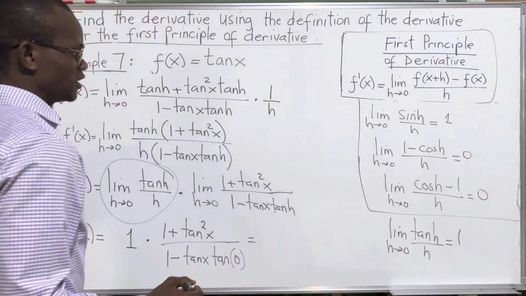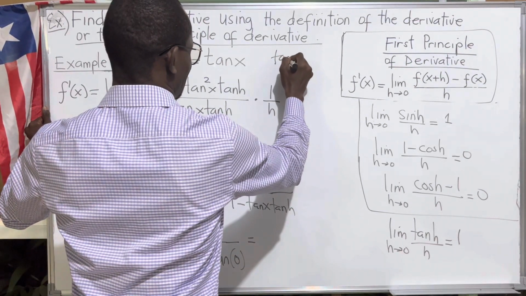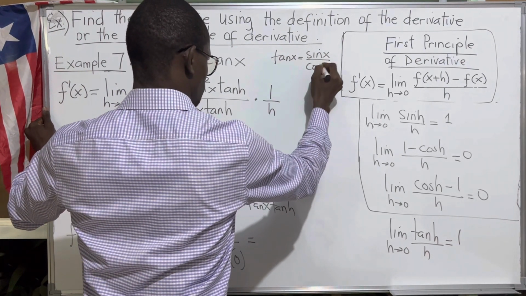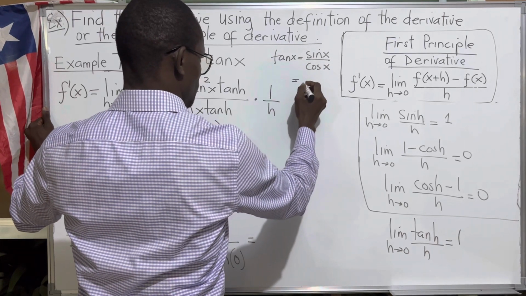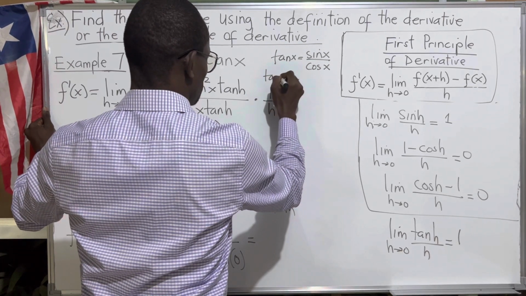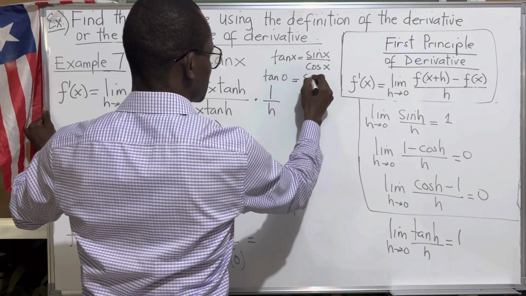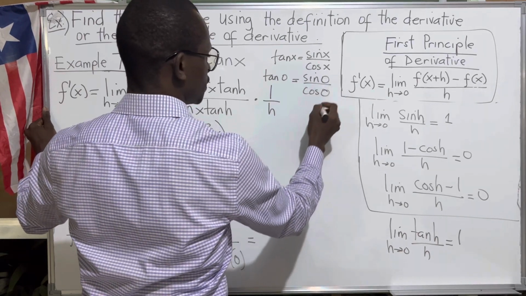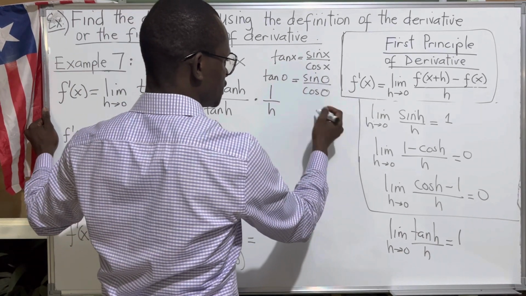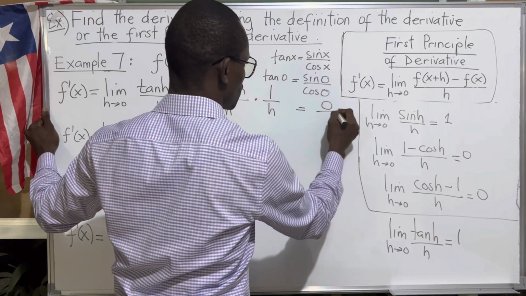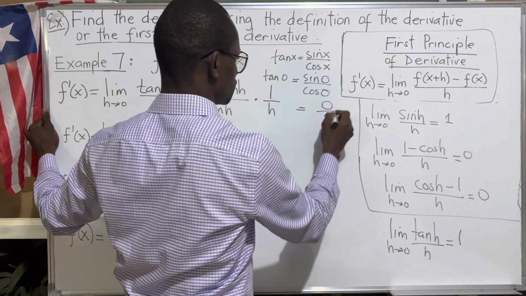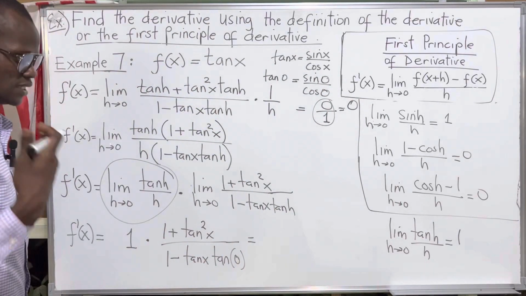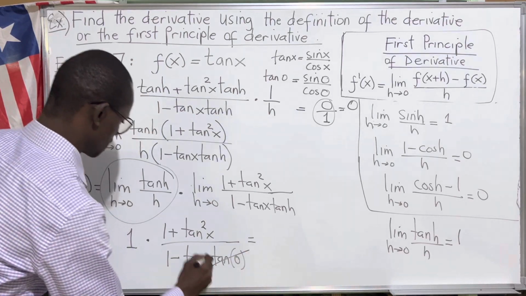We know that tangent of x is equal to sine of x all over cos of x. So tangent of 0 is equal to sine of 0 all over cos of 0. Sine of 0 is equal to 0, while cos of 0 is equal to 1. So tangent of 0 is 0, and this whole thing goes to 0.